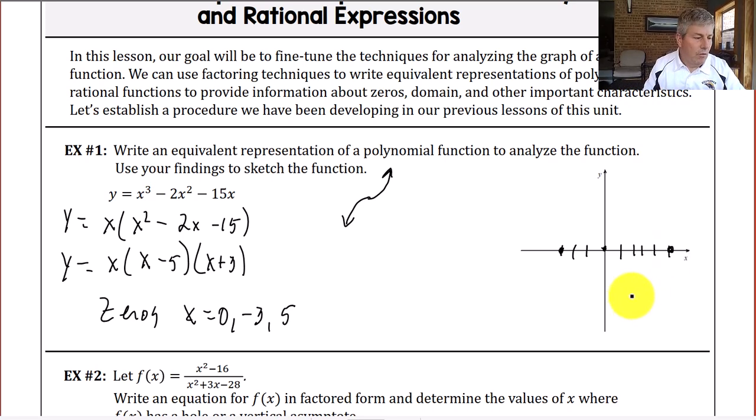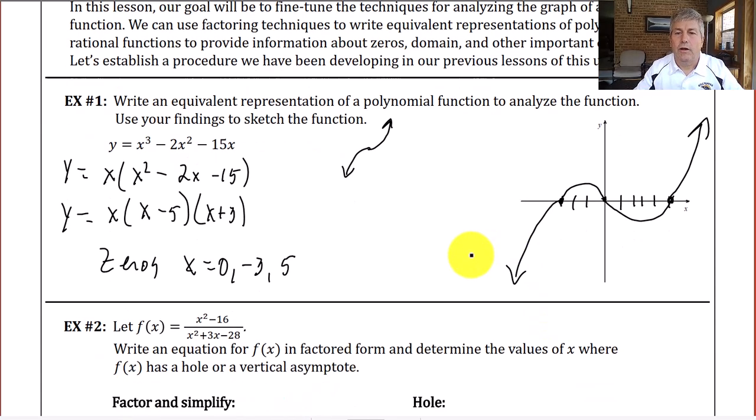And then knowing what our end behavior is going to look like, we know that our right-hand behavior is going to go to positive infinity, and our left-hand end behavior is going to go to negative infinity. And then we're going to just do our changes in direction here, and our graph is going to look something like that. So that's a look at that particular polynomial function.